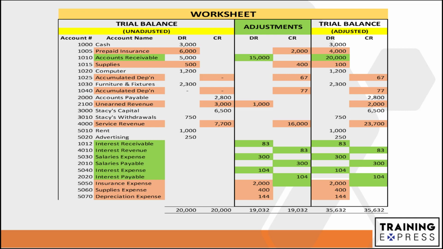Here is the final balance of these accounts, and look at the bottom again, debit side 35,632 and the credit side is $35,632.